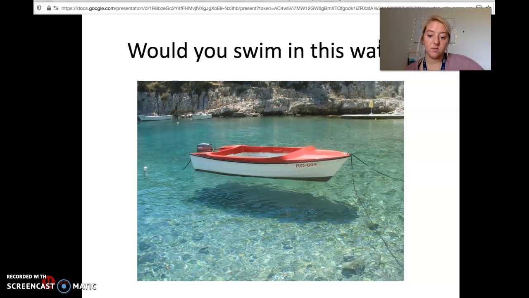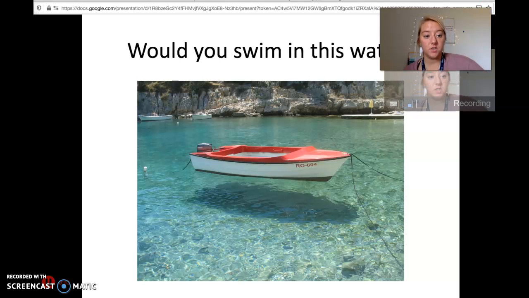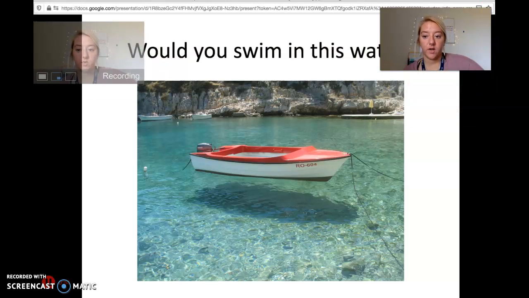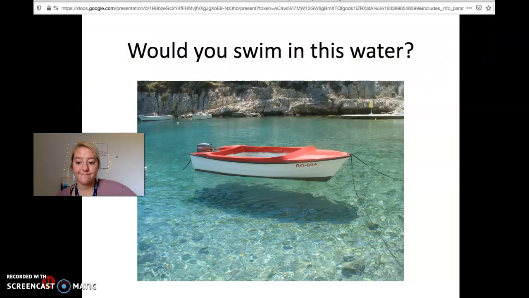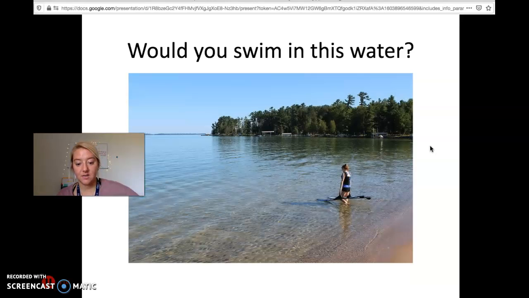You can put 1, 2, 3, and I think there's 4 pictures. You can write just yes or no. Would you swim in this water right here? What do you think? Looks pretty clear to me. It's so clear it doesn't even look like the boat is actually sitting on anything. It almost looks like it's floating if you're not paying enough attention.